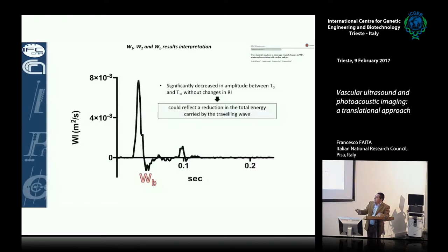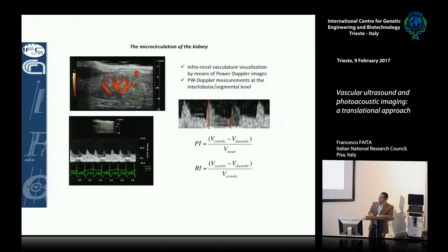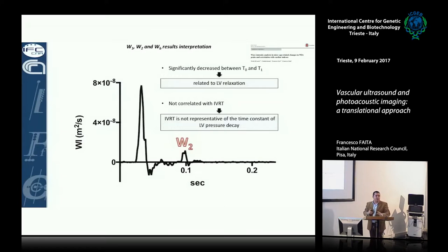The peak of the backward wave is significantly decreased in amplitude between the two time points, and this could reflect that with aging, the total energy carried by the pressure wave is reduced. Finally, the third peak we found was significantly decreased between the two time points, and this is due to the fact that the left ventricular relaxation is decreased with aging.